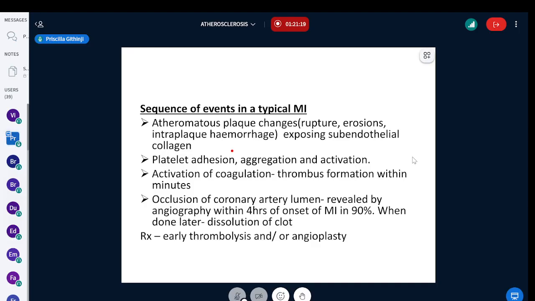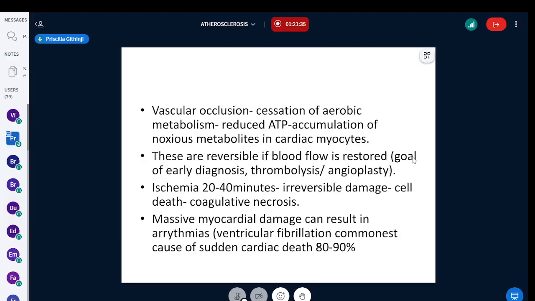The goal of treatment is usually to dissolve this clot or to put in a stent. This is why they do angioplasty. You can put in a stent immediately to try and widen the lumen so that the heart can have adequate blood flow. So where you have vascular occlusion, of course, you have cessation of aerobic metabolism.